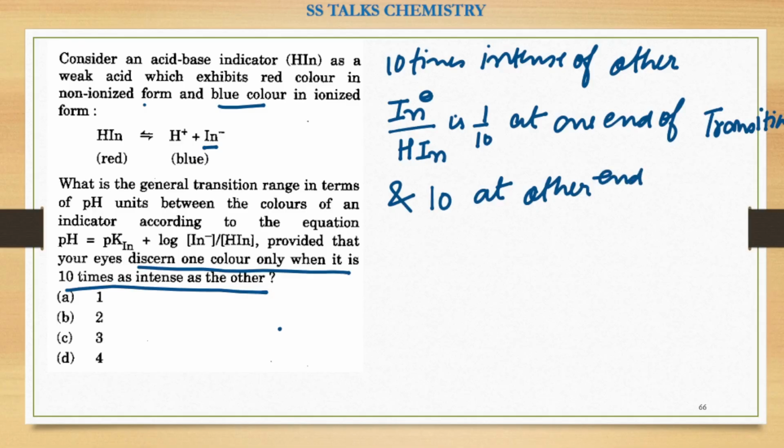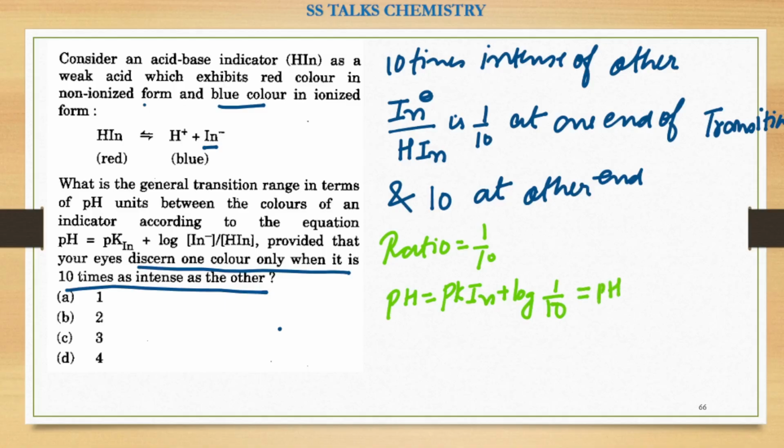So what it means to say is, suppose you have this ratio of 1 by 10. At that point, from the equation that is given to us, pH is equal to pKin plus log of the indicator to HIn concentration ratio, which is 1 by 10. This implies pH will be equal to pKin minus log of 10, as I have taken the 10 in the numerator. So that becomes equal to pKin minus 1.